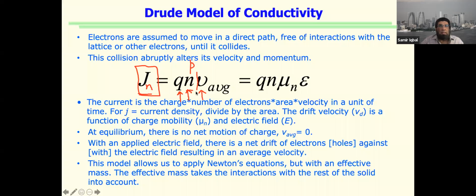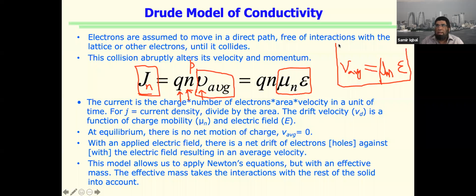Now, here's the thing. The average velocity can be written as a multiple of mobility and electric field. So there is a relationship, which I'm going to write separately, and you have to remember this because this is the fundamental relation that defines mobility: mobility for n-type materials times electric field. This is what has been plugged in here to get this thing.